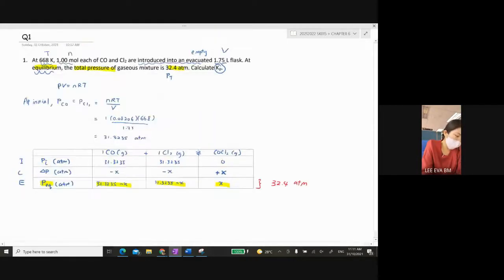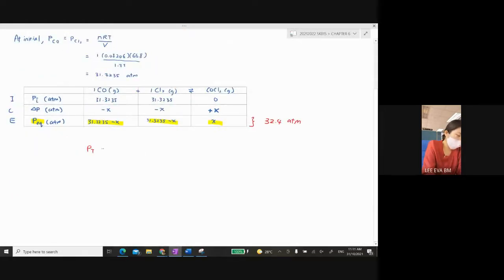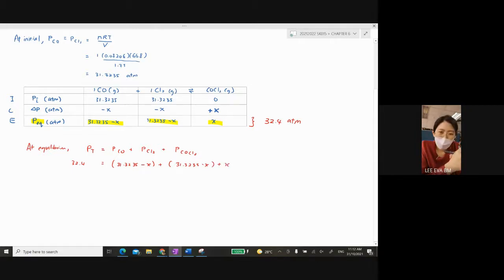Then we make one equation. Total pressure equals the pressure of CO, pressure of Cl2, pressure of the product COCl2. So you add up together. This total pressure happens at equilibrium. You can write it down if you want, so you understand where we are calculating. So equilibrium total pressure is 32.4. Then you just add up the individual partial pressures: PCO, PCl2, 31.3235 and plus x. Okay, when you calculate, you will see the value of x directly. This one is not quadratic, it is straightforward. Just be careful with the positive sign and the negative sign here.